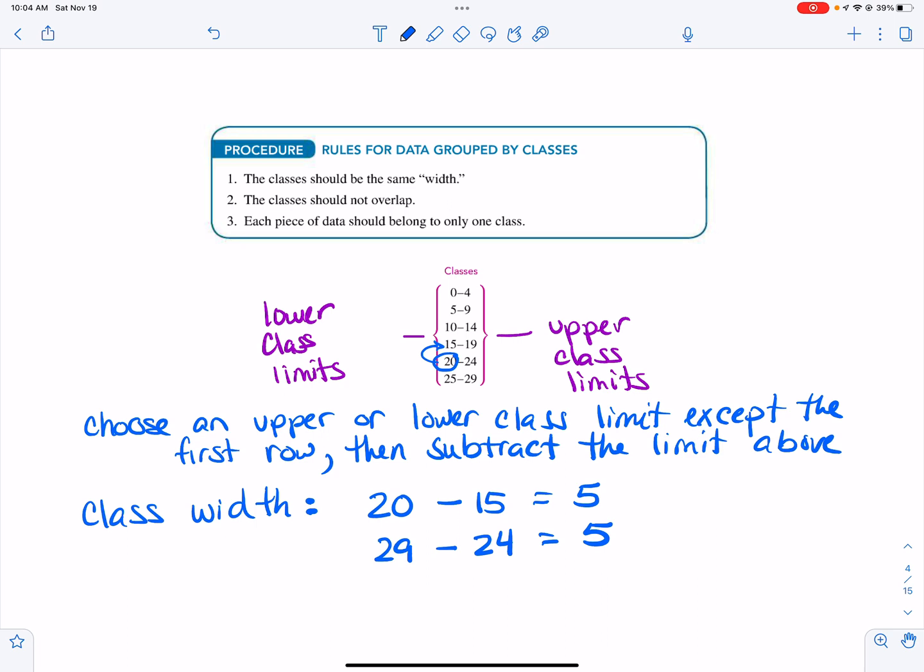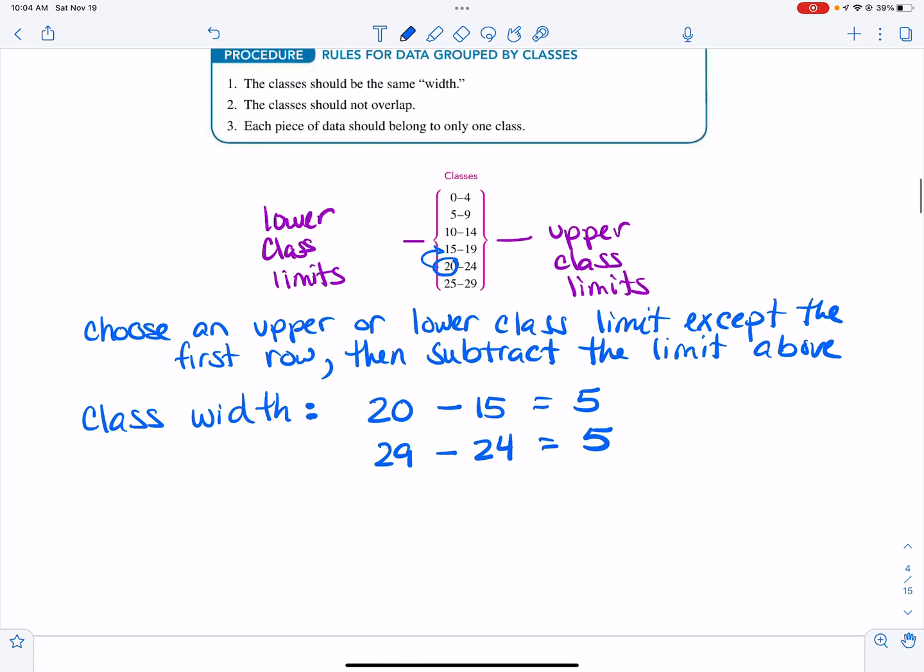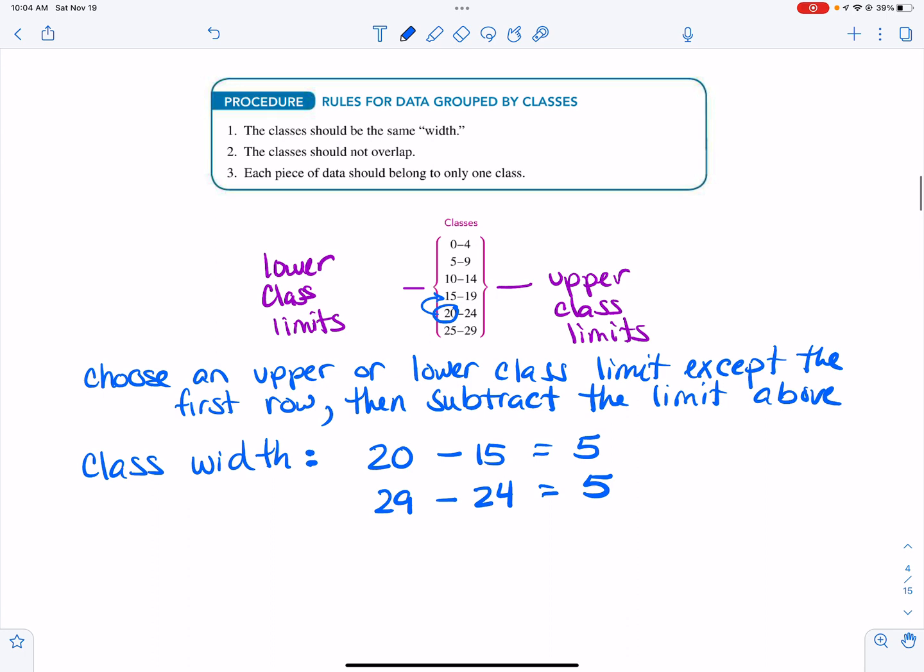So you want to choose any lower or upper class limit and subtract the one that's above it to find your class width. Okay, and then there are some important things here. Your class width has to be the same. You cannot have an overlap, so I couldn't go from 0 to 4 and then 4 to 8 and then 8 to, whatever. You have to have a place for every single point of your data, okay?